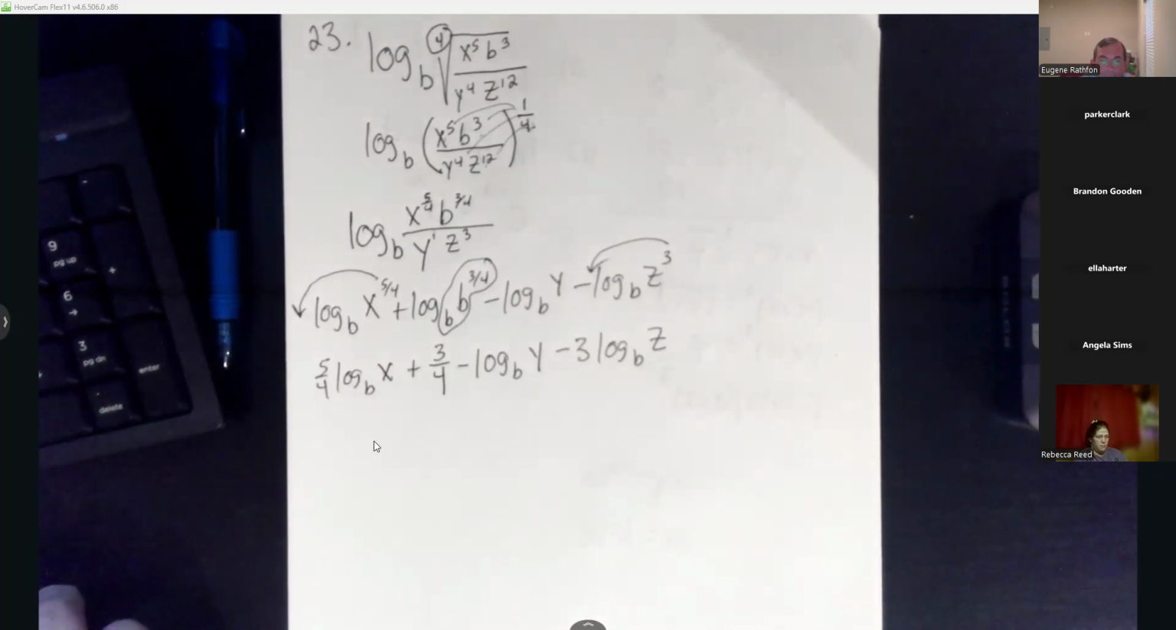All right, y'all, so that looks like what we need. 5/4 log b of x plus my 3/4 minus my log b of y minus 3 log b of z. So let's find that one.